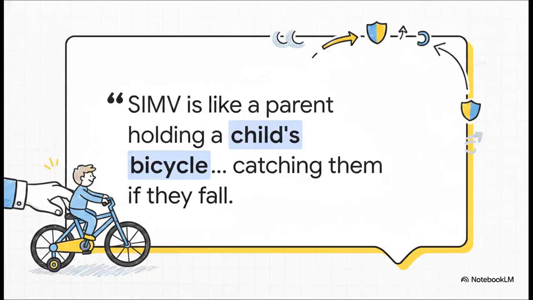This brings us to a beautiful analogy that I think perfectly demystifies SIMV. Think of it exactly like a parent holding the back of a kid's bicycle. The machine essentially says to the patient, hey, you pedal as much as you can. Take whatever breaths you are able to take on your own. But the moment you stumble, the moment you don't take a sufficient breath, I am right here to catch you and deliver the rest. It so brilliantly supports the patient's own respiratory muscles without overpowering them.